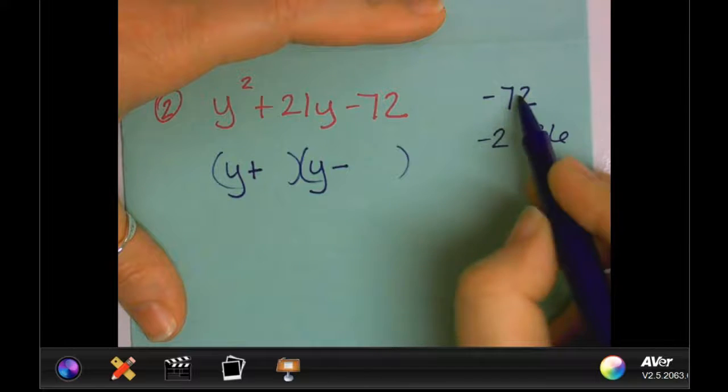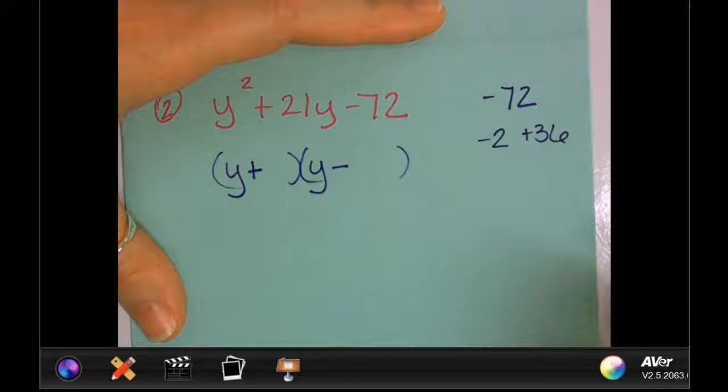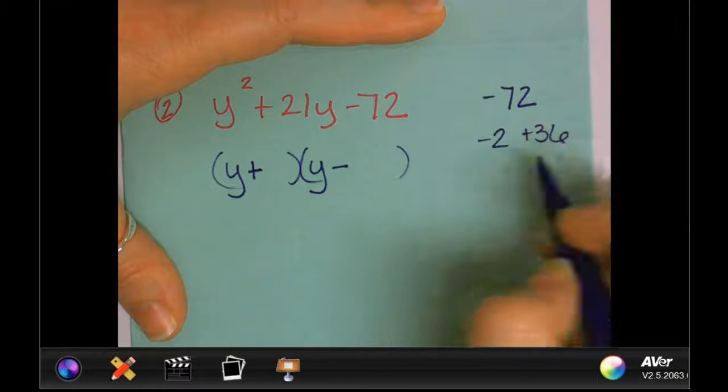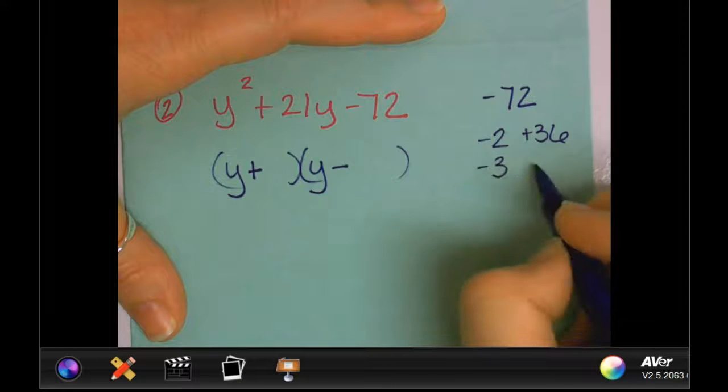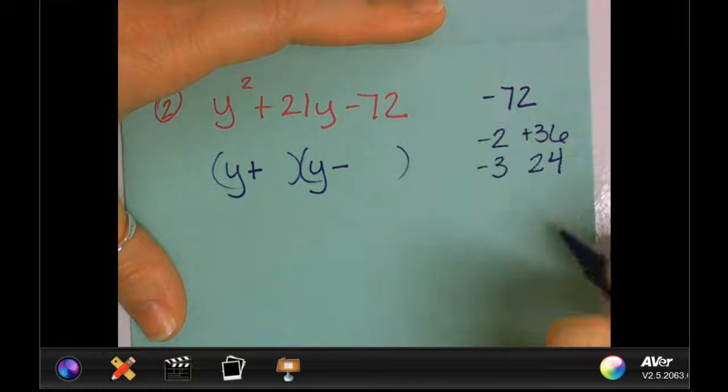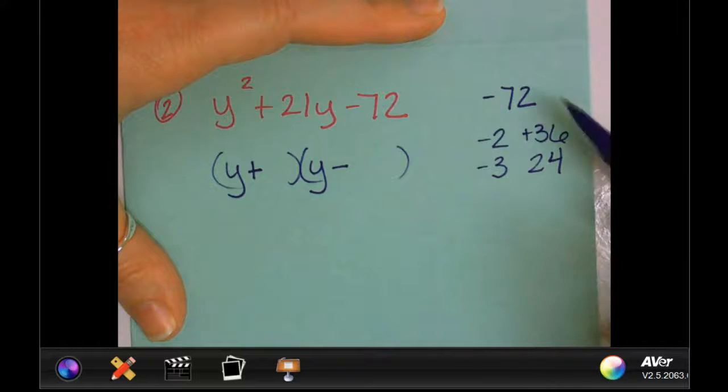So does 3 go into 72? Yes. And you remember the trick for that? 2 plus 7 is 9, and so it goes in there. So this would be a negative 3 and a what? 24. Okay. Now, is that one going to work? Yes. But this is how you would go through. Let's say that one didn't work.